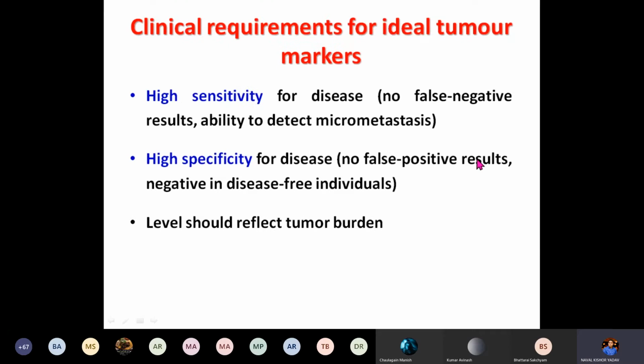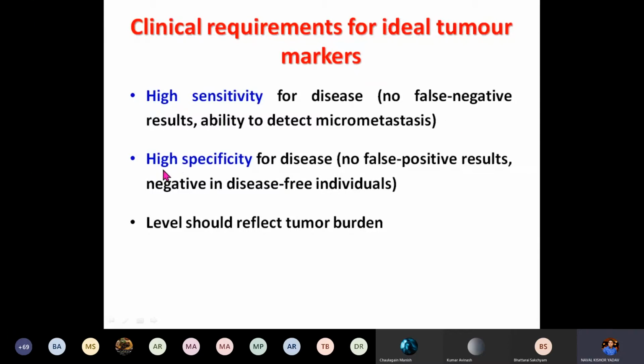So what are the criteria for tumor markers? Not only tumor markers, these requirements fit any ideal marker; they can fit cardiac markers too. So what are the requirements to be an ideal tumor marker? The first point is that the marker should be highly sensitive. That means no false negative results. Highly sensitive means that even if it is present in small amounts, it can detect it. That's why it should be highly sensitive.